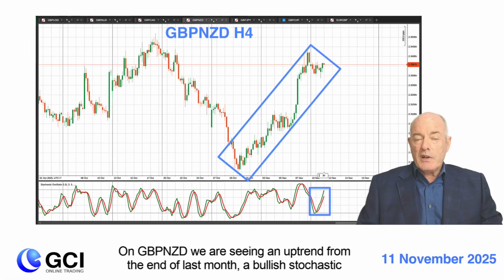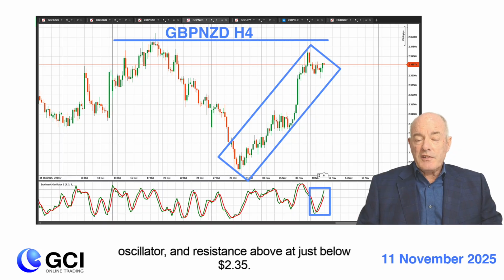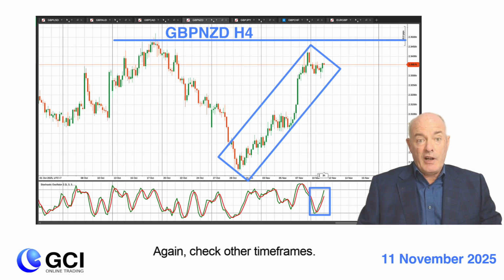On Pound Kiwi, we are seeing an uptrend from the end of last month, a bullish stochastic oscillator, and resistance above at just below $2.35. Again, check other time frames.